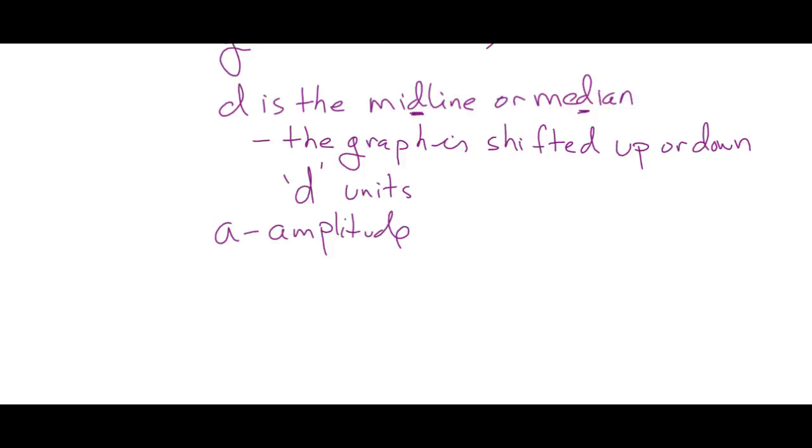Okay, so A is for amplitude. The amplitude is defined as the distance from the middle, or the midline, to the maximum. So the distance from the midline to the max, or the midline to the min.